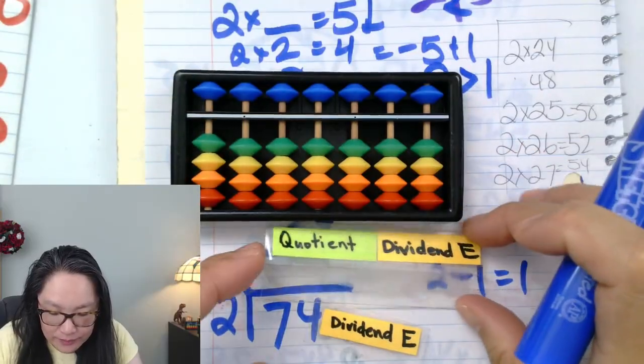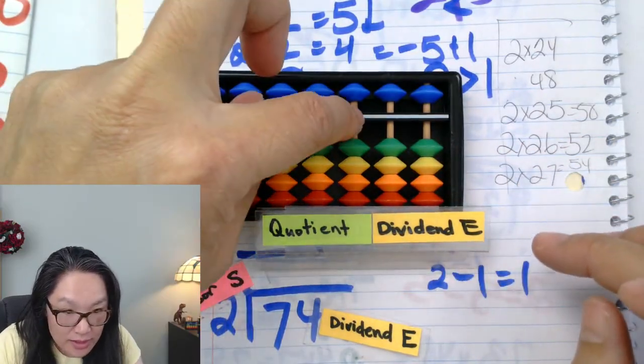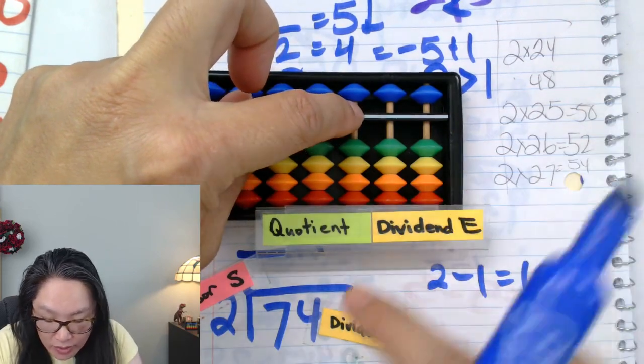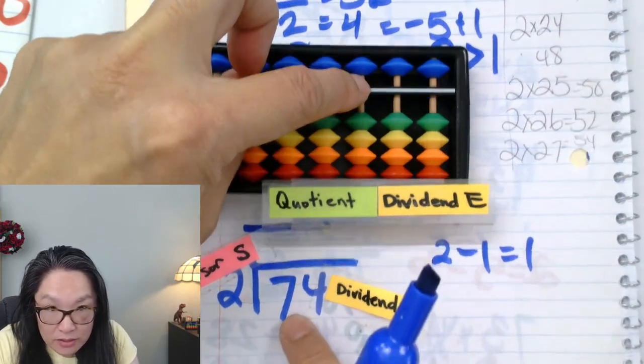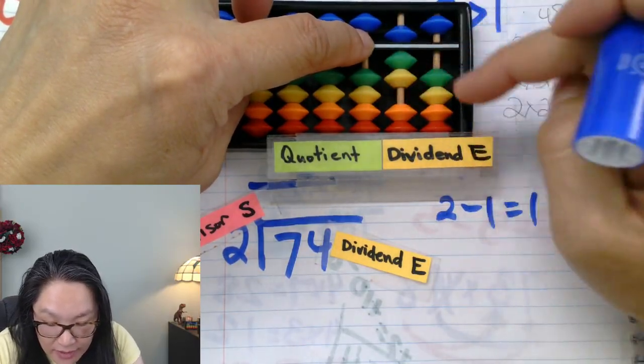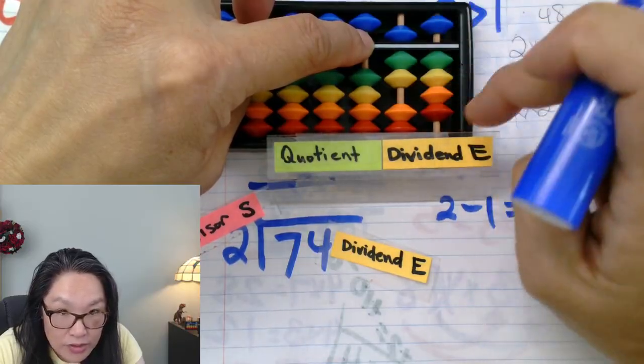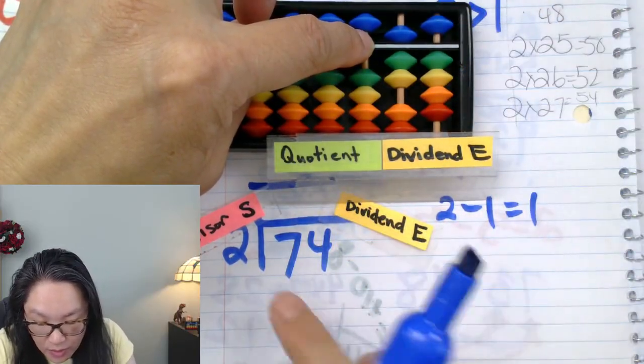But here, what we're going to do again, we're here. This is where my answer is. So I'm going to put my dividend on my abacus. So I have 70 and I have 4. The reason why we do that is just to keep track of where our answer is going to be. So now my question is what?